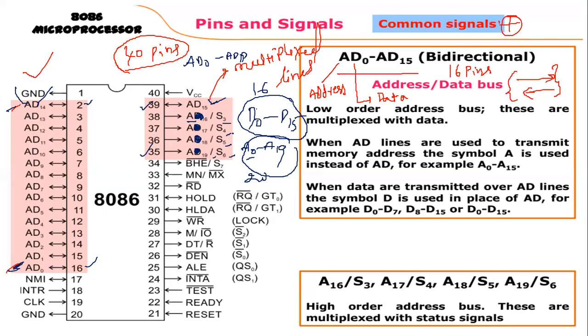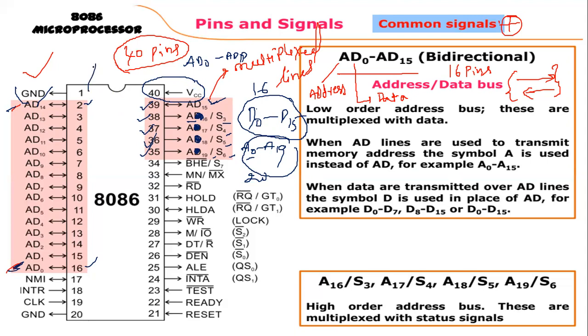It shows the status of the microprocessor, which operation the microprocessor is currently doing. That information is shown by using these status lines: A16/S3, A17/S4, A18/S5, A19/S6. The same pin numbers 38, 37, 36, and 35 are used for multiple purposes. That's why these pins we can call multiplex lines. But you cannot call the other part a multiplex line, because it is used for only one purpose. When the same pins are used for multiple purposes, you can call them multiplex lines.